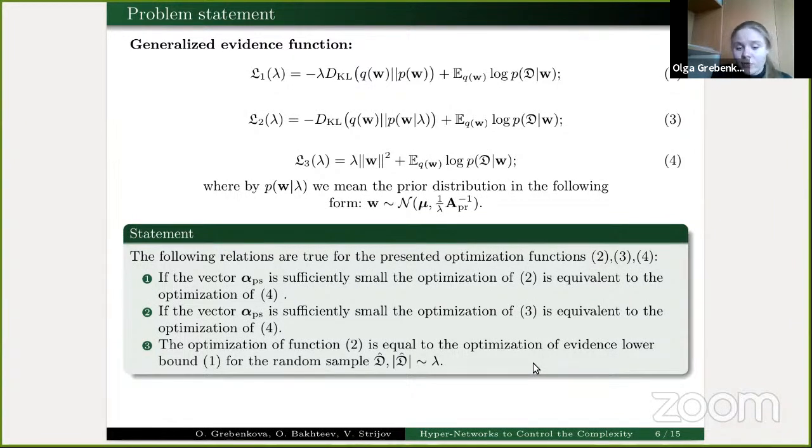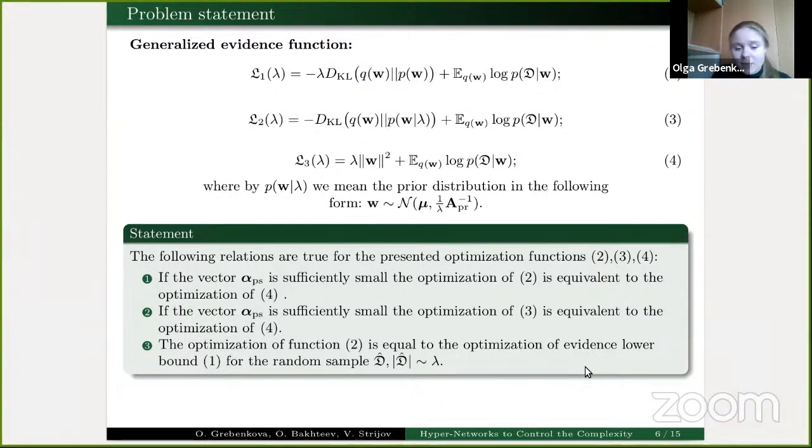In the work, we prove the theorem which establishes a relation between the formulas presented on the slide. The first and the second statements from the theorem establish the relationship between the first two optimization functions based on probabilistic assumptions and the non-probabilistic optimization function with L2 regularization, which is the third one on the slide. This relationship is established for the case when the vector alpha corresponding to the variational covariance is sufficiently small.